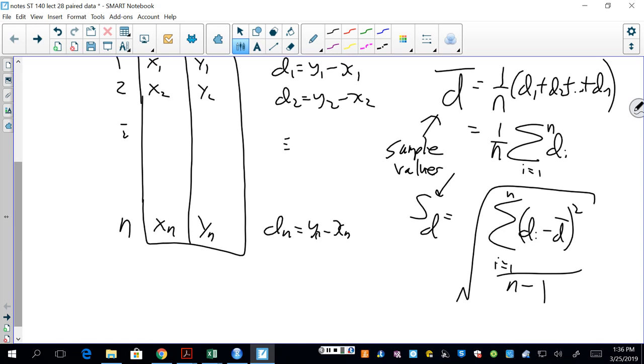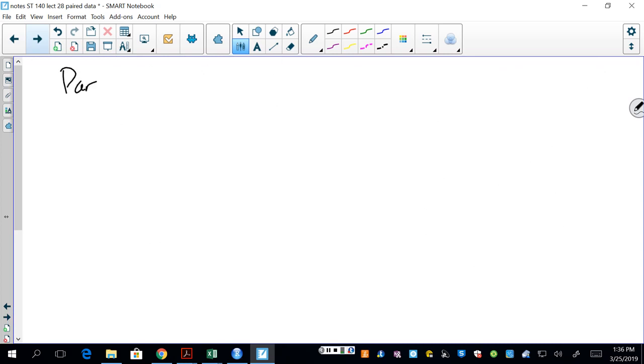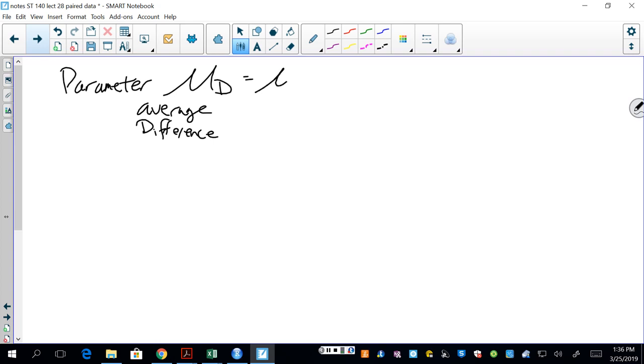We're going to use those sample values to look at what we think the average difference is in the real population. So instead of having n observations, if we had the entire population, what would be the average of y versus x? So our parameter that we're interested in is the average difference. It's equivalent to the average of the y's minus the average of the x's.